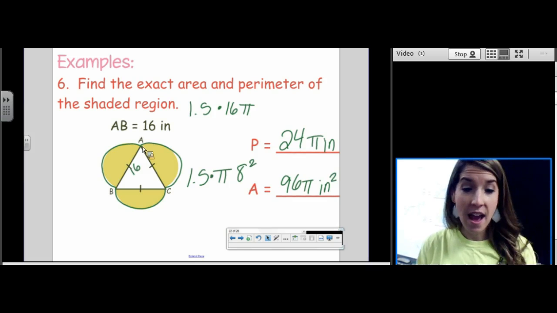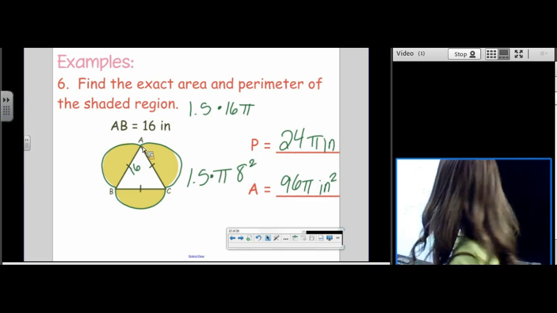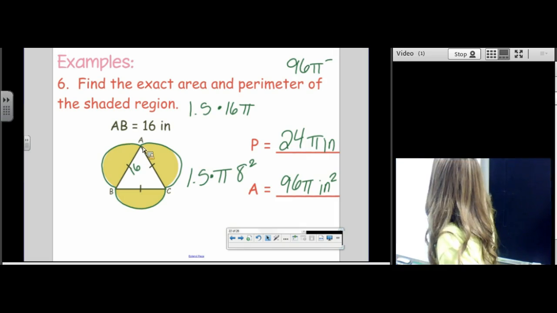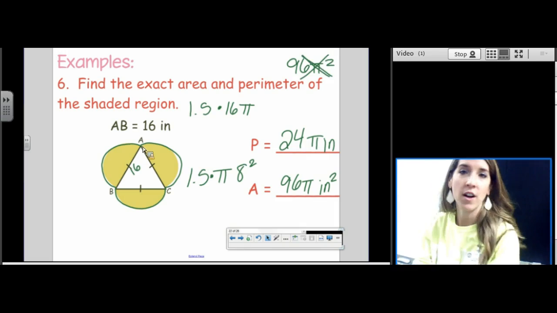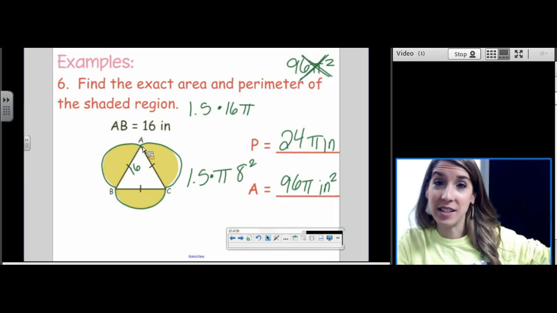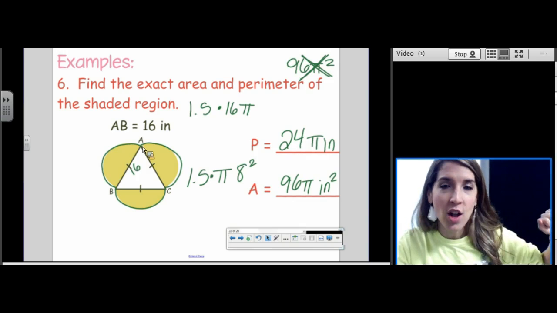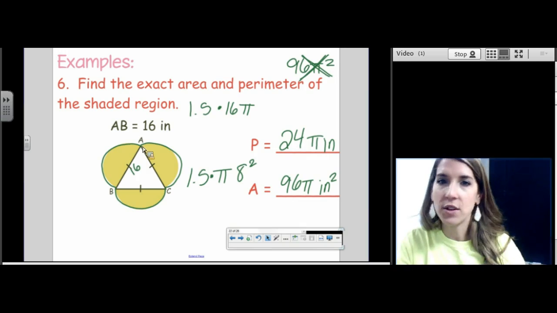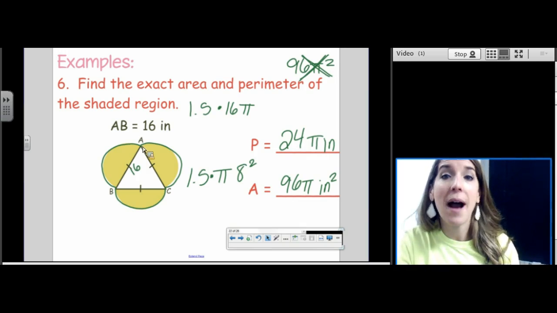Here's what you would never ever do. Are you watching? 96 pi squared. Bad, wrong, bad, never. There is never a reason for us to square pi. Ever. You square your inches because you're 2D, area's 2D, but you never square your answer. You never square pi. Pi is a number.